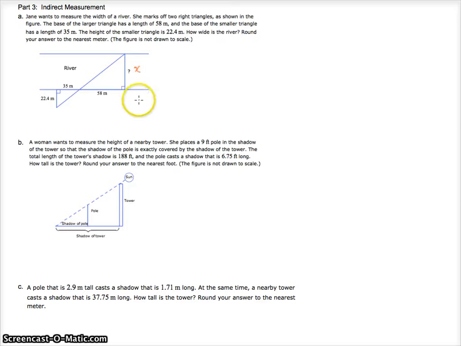So this is going to be x. So I'm going to set up small to big to work left to right. In my small triangle, the similar side to x is 22.4. And the similar side to 35 is 58.